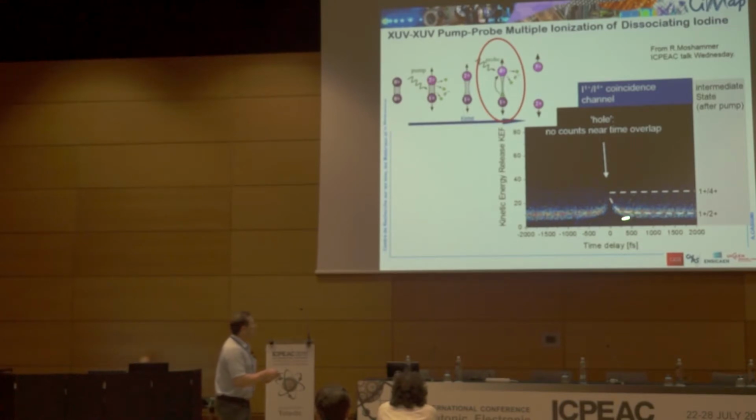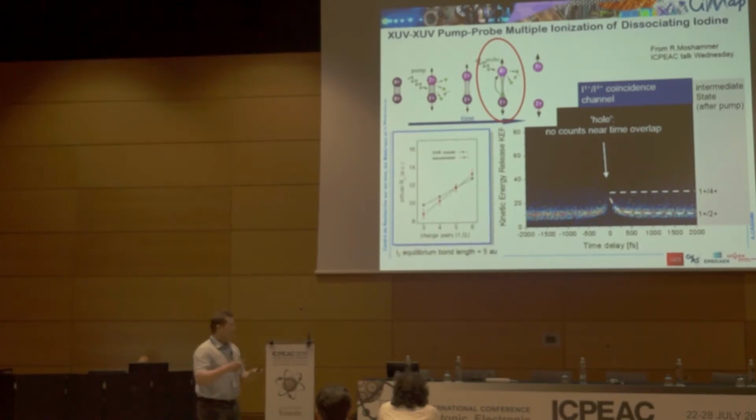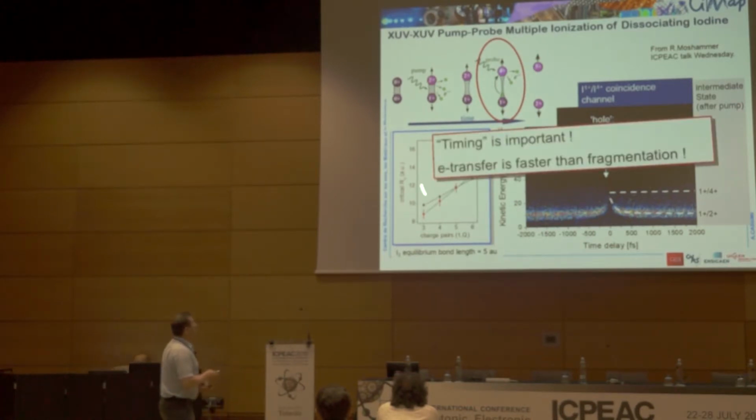And if you translate this time in terms of distances, that's what it is. You can have this 1 plus, 4 plus fragmentation channel only after the distance between the two atoms has doubled. So same conclusion as we already know, that the electron transfer is faster than the fragmentation. So it's very difficult to have asymmetric fragmentation channels with covalent bonds.